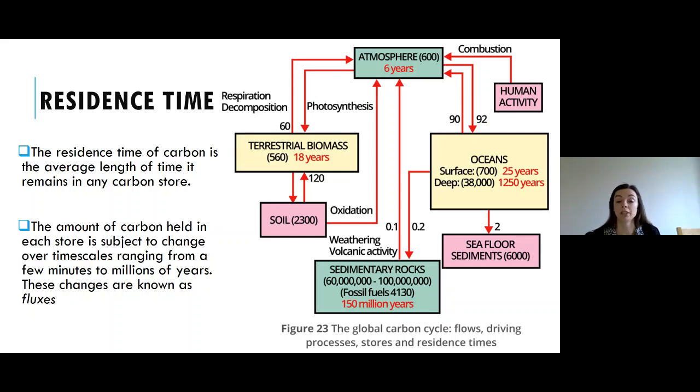carbonate into the oceans. So as you can see there, sedimentary rocks and fossil fuels are the largest store of carbon, but also they hold on to the carbon for the longest period of time. Okay. Here we have a table showing the global carbon stores.